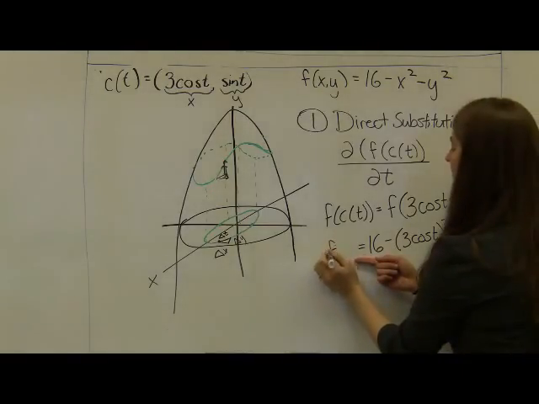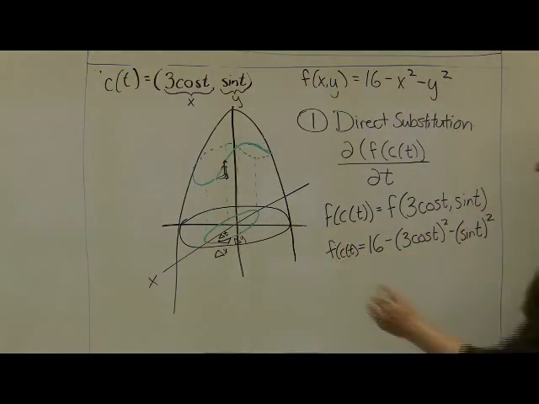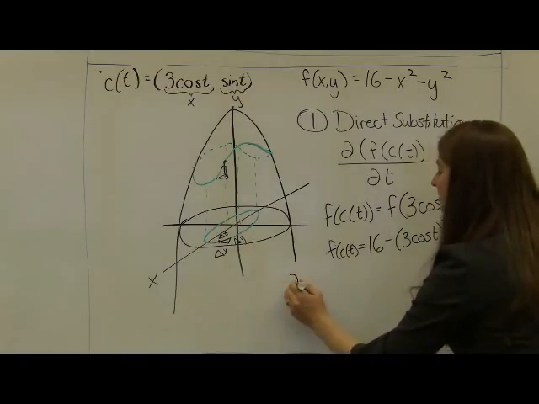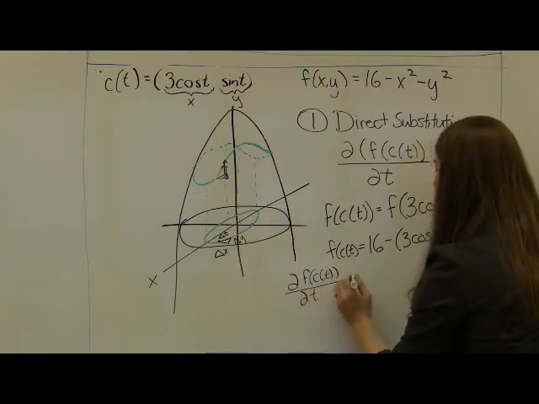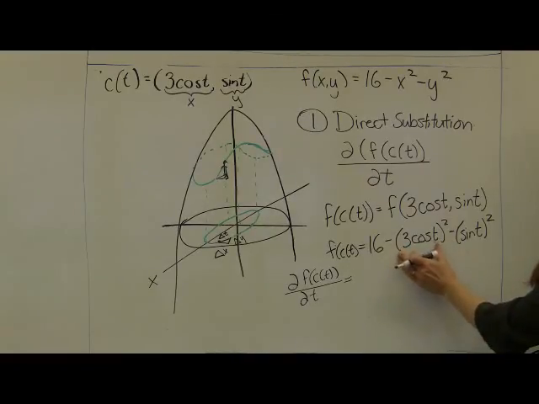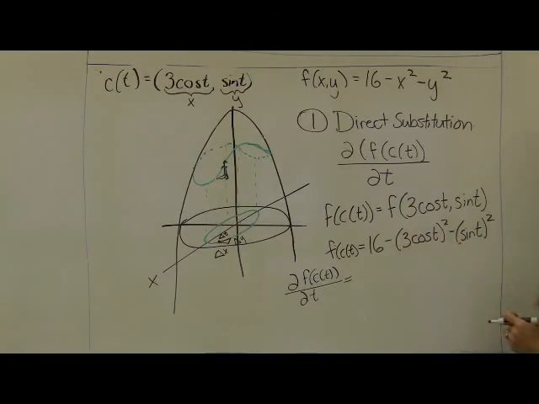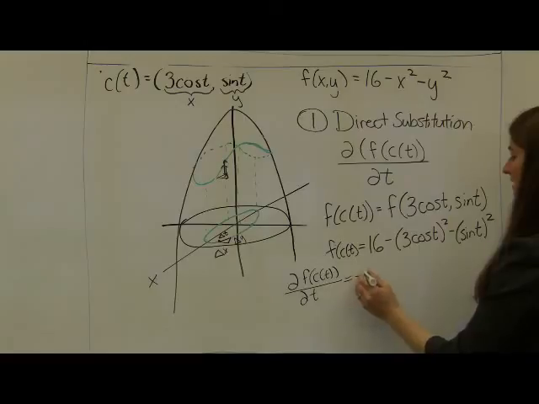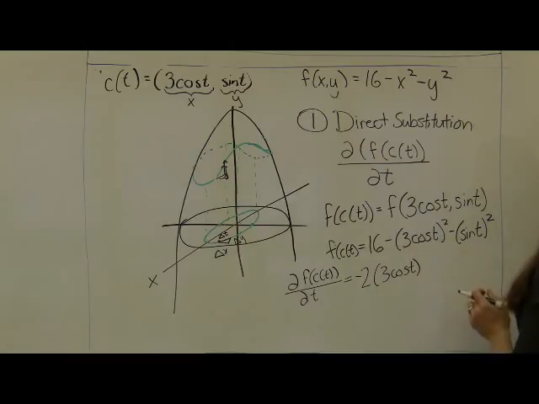So this is the composition, and now I want to take the derivative of this with respect to t. So what happens when I take the derivative? We know how to take derivatives. My derivative of f of c of t with respect to t. The derivative of 16 is 0. It's just a constant. The derivative of this whole chunk, I'm going to have to use chain rule because I have a composition of an inner function and an outer function. So the derivative of the outside is going to give me negative 2 times 3 cosine t, times the derivative of the inside, which in this case, the derivative of 3 cosine t is negative 3 sine t.